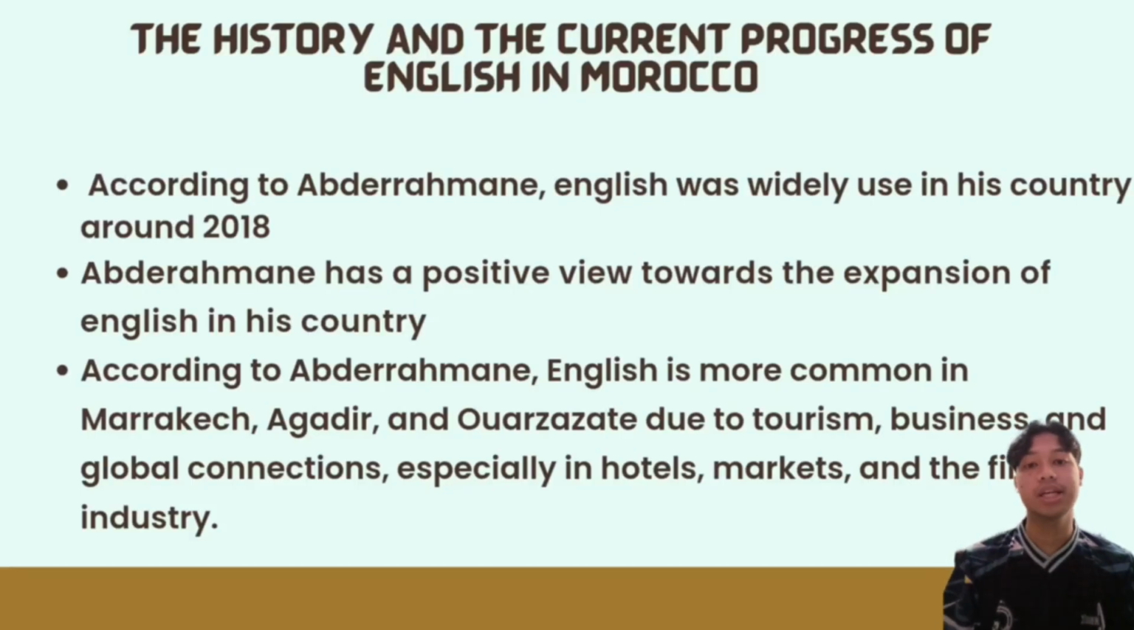So based on his explanation, people in Morocco use English differently from back then because of the influence of the internet and the new generation that learns English at school. Other than that, he also has a positive view towards the expansion of English in his country.